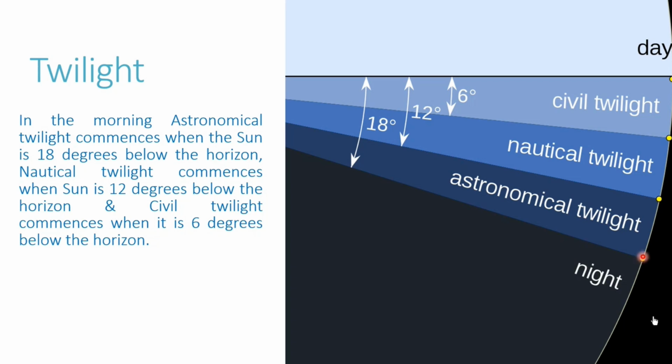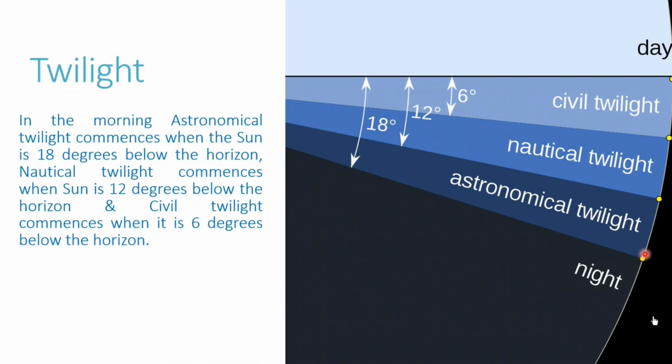Now, when the sun reaches this particular point, you can follow the laser pointer on the screen. This point is 18 degrees below the horizon. You can see the angle also mentioned here. The sun has reached 18 degrees below the horizon. This is the instant when the astronomical twilight commences, and we are able to receive some light, though very, very little, from the sun.